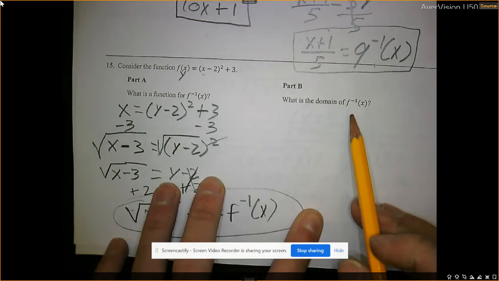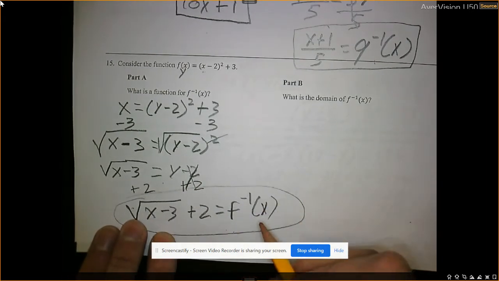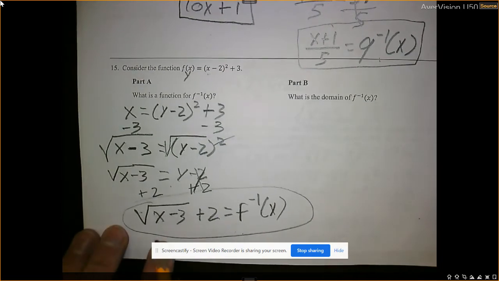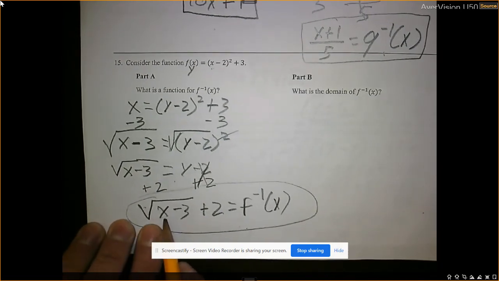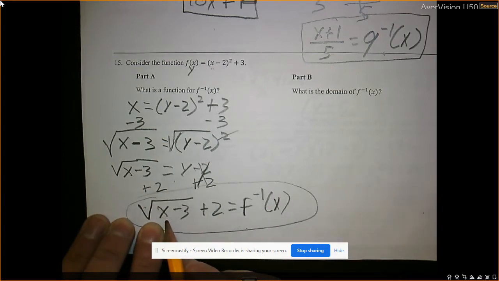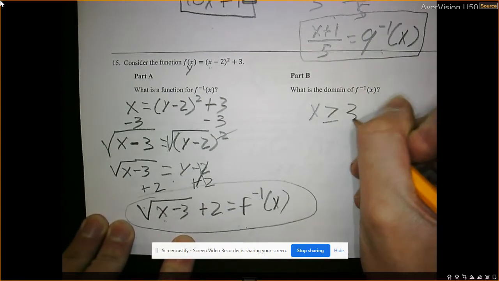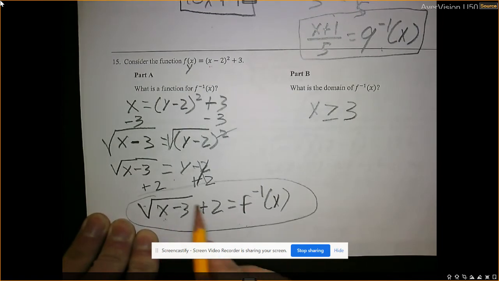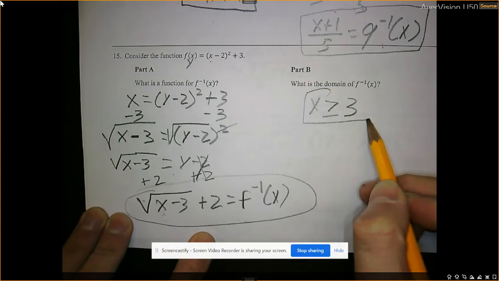Okay, last one, domain now of this. Okay, think about this. Domain is all the x values you're going to hit. Well, remember, you just can't take the square root of a negative. And so pause if you haven't yet. Think about what x values are going to make this whole thing, x minus 3, be negative. And x has to be greater than or equal to 3 in order for you to not be taking the square root of a negative. So this is your domain.